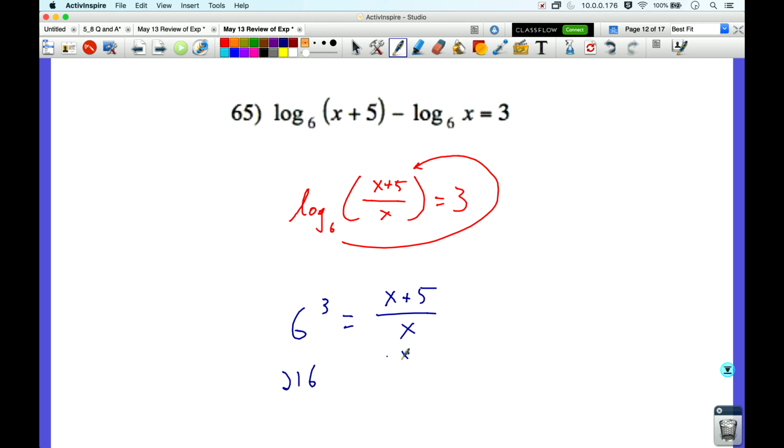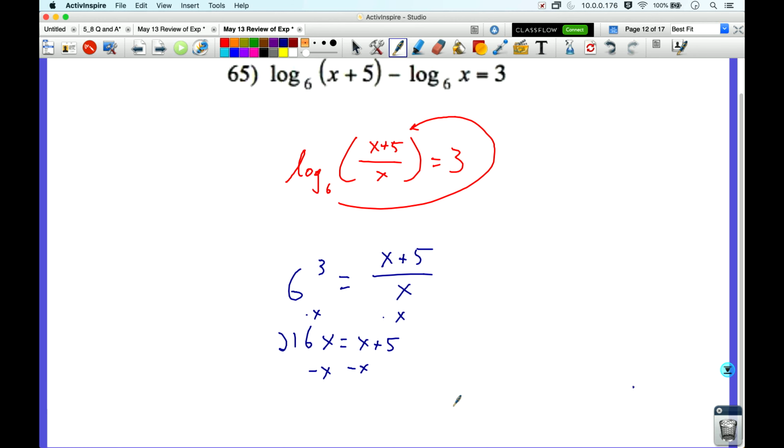I'm going to move that x over by multiplying both sides by x, so now it's 216x equals x plus 5. Subtract an x from both sides. So now it's 215x equals 5, divided by 215. And I'll convert this back to a fraction to get 1 over 43.